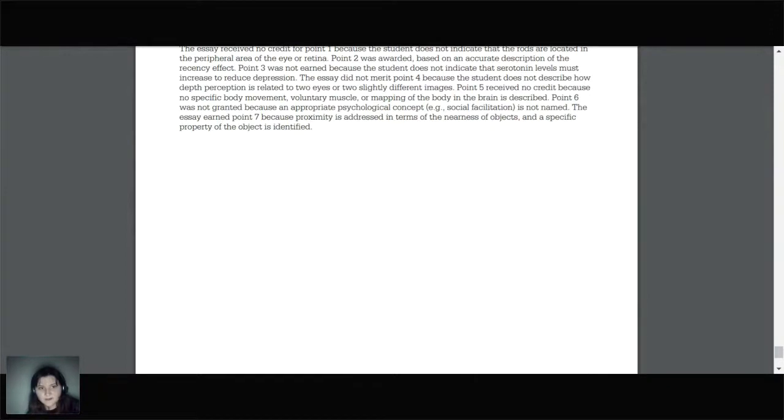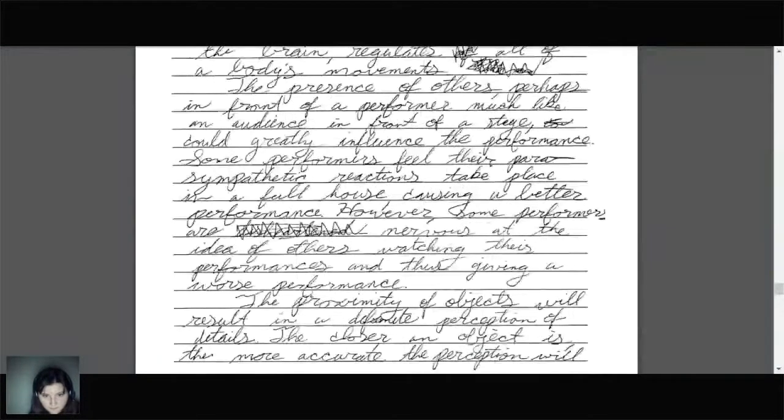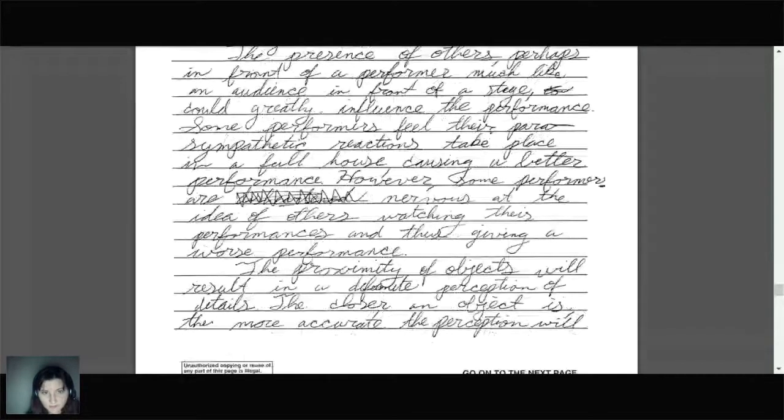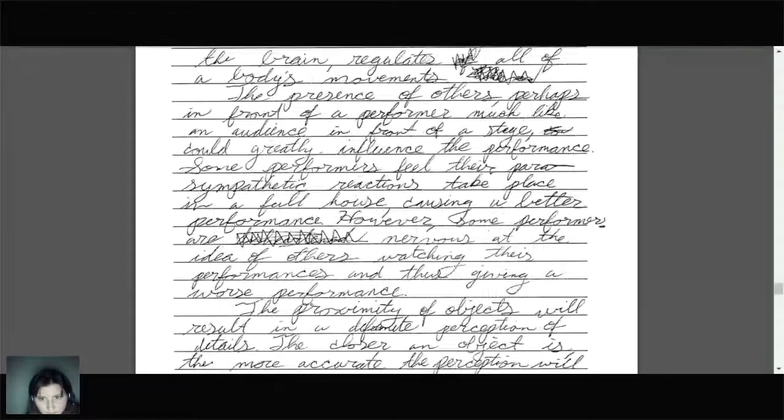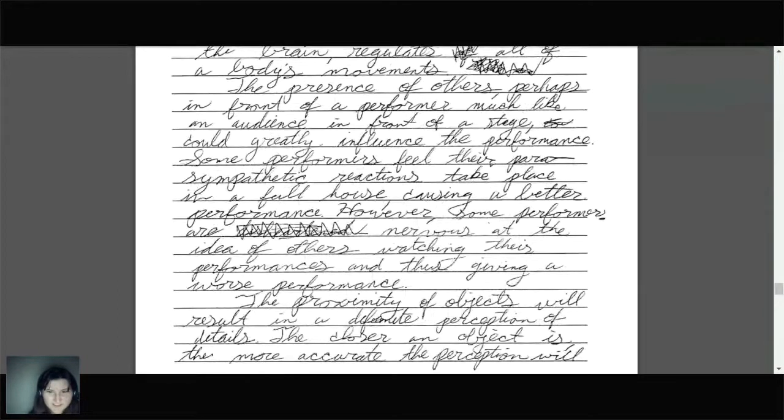If we go back to that, just give it a second. You can find it. Yeah, the presence of others in front of a performance. This one's hard to read. It's in front of the stage. Could greatly influence the performance.